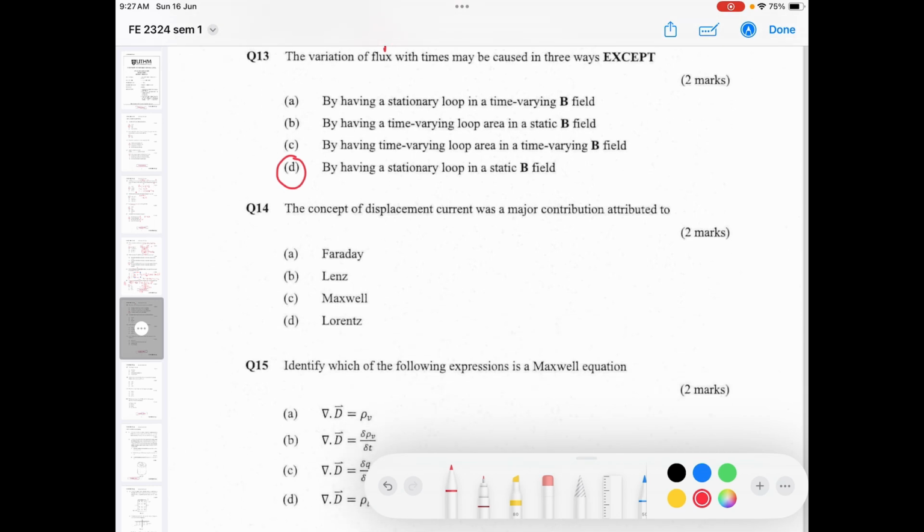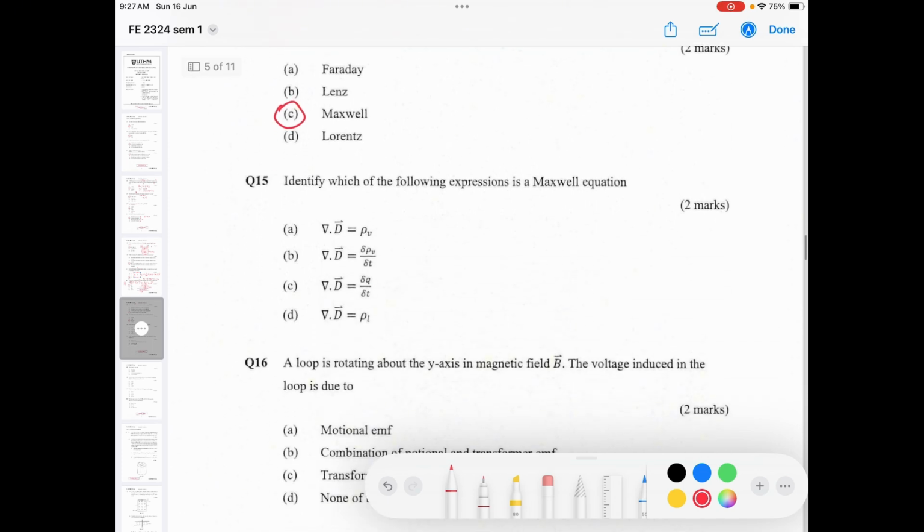The concept of displacement current was a major contributor to Maxwell. Identify which of the following expressions is a Maxwell equation. If you remember the 4 equations in the Maxwell table, this one will be the answer.